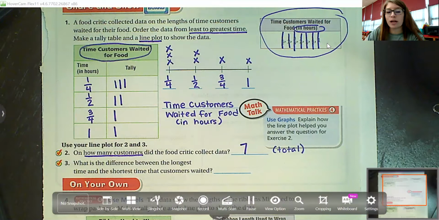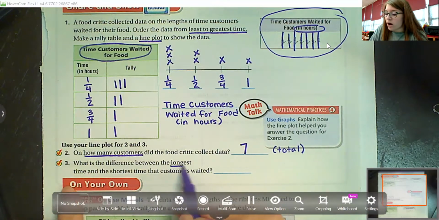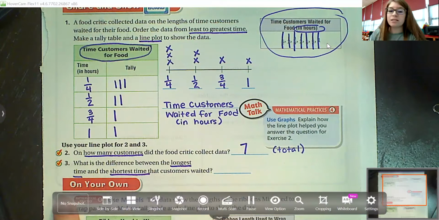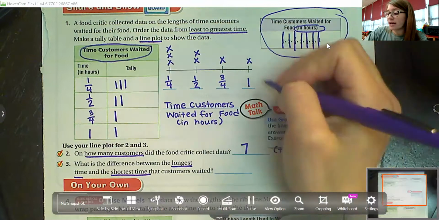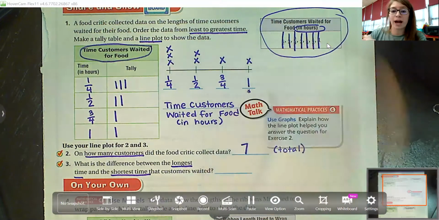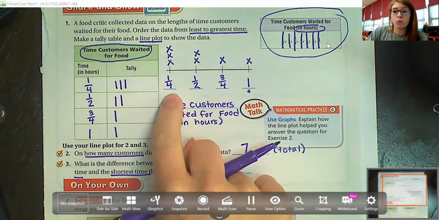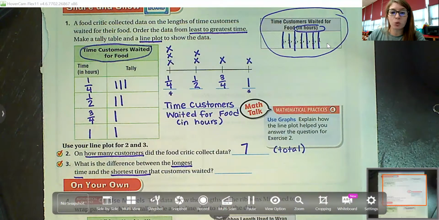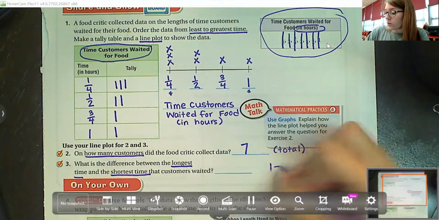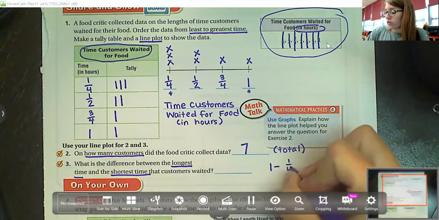All righty. And number 3, what is the difference between the longest time and the shortest time that customers waited? So what I'm going to do here is find my longest time, which is 1 hour, and my shortest time, which is 1/4 of an hour, and I'm going to find the difference between the 2. So when I'm finding the difference, I'm finding the what? I am adding, subtracting, multiplying, dividing. What am I doing? Very good. I am subtracting. So I'm going to subtract 1 hour minus 1/4 of an hour.